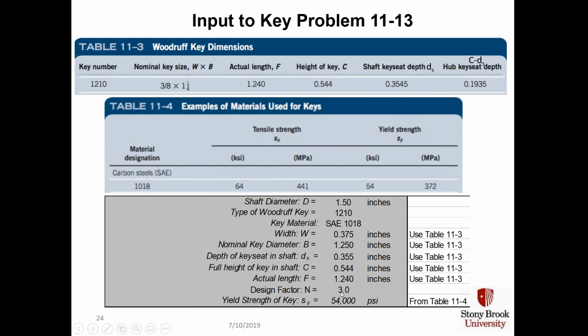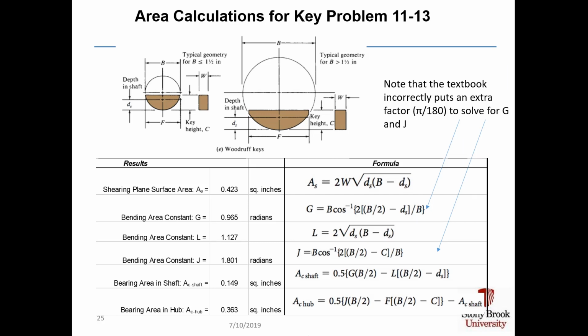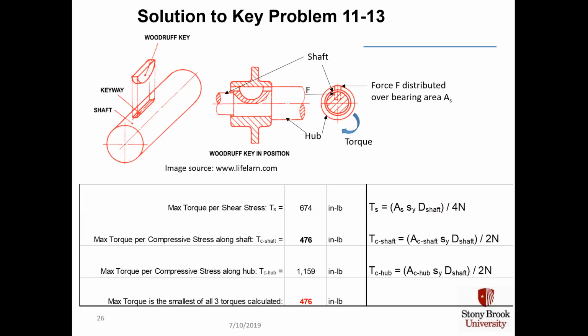We've chosen a design factor of 3 and a yield strength of the key of 54,000 psi, which corresponds to SAE 1018 material. Here's our area calculations for key problem 11-13. First we solve for the shear plane surface area A sub S, then for bending area constants G, L, and J. Then, once we have all our constants, we can calculate the bending area in the shaft and the bending area in the hub. Now we're going to calculate the maximum torque 3 different ways.